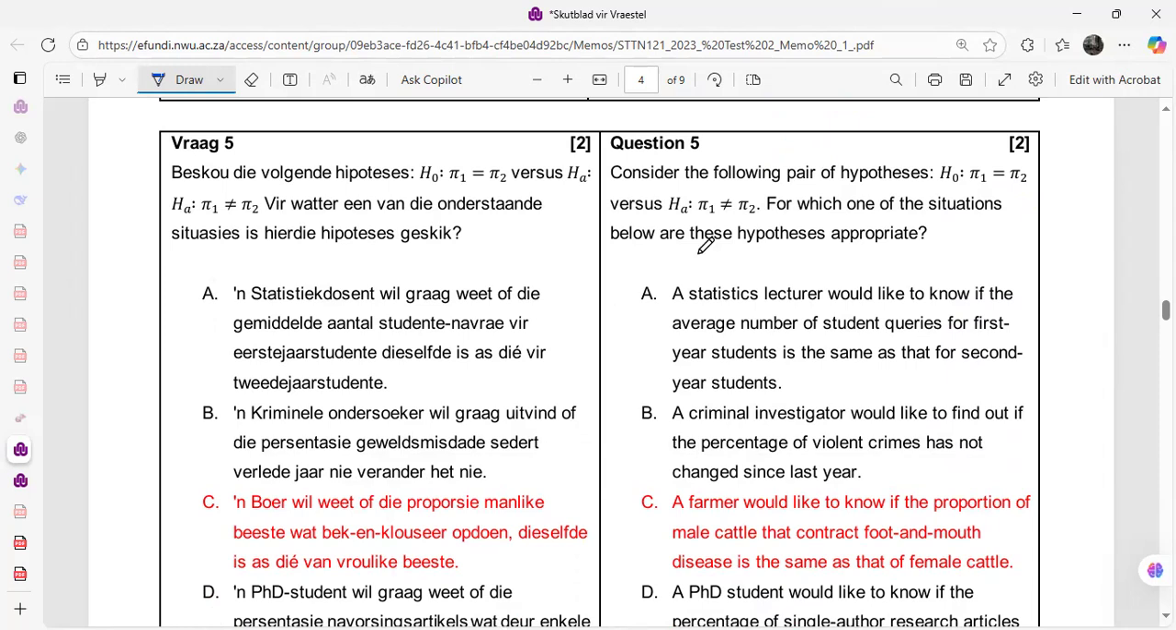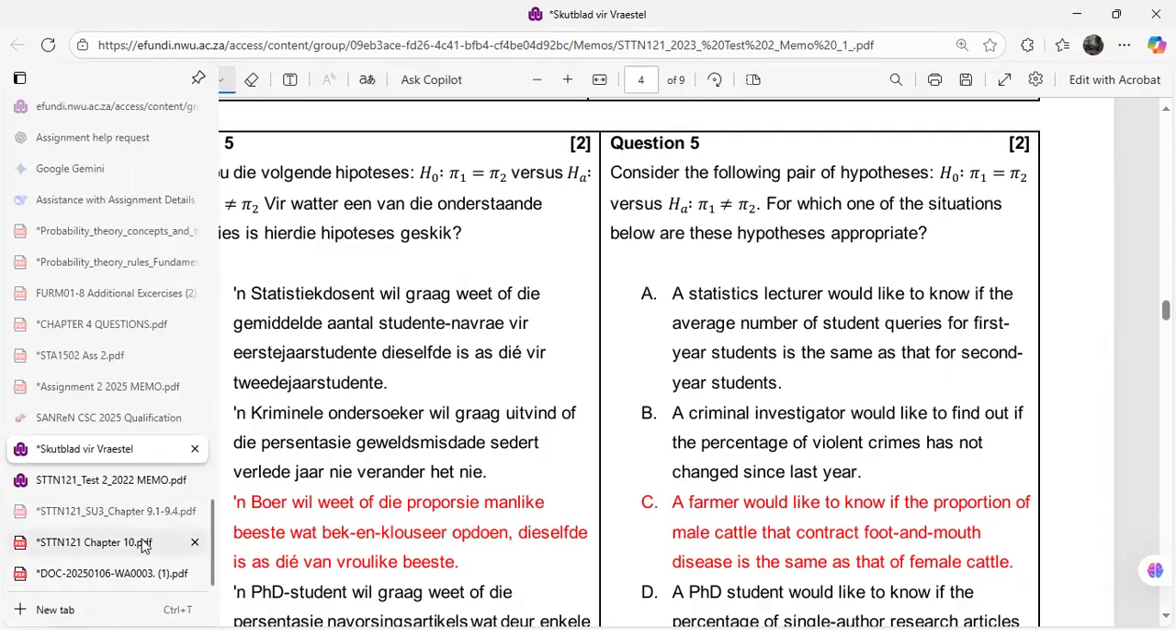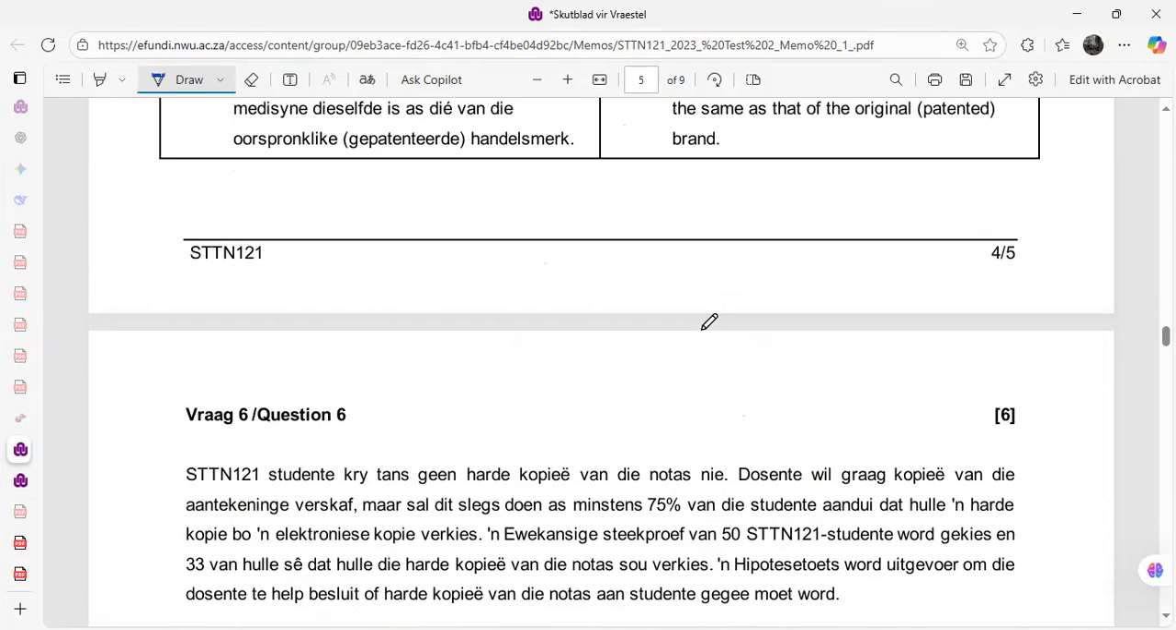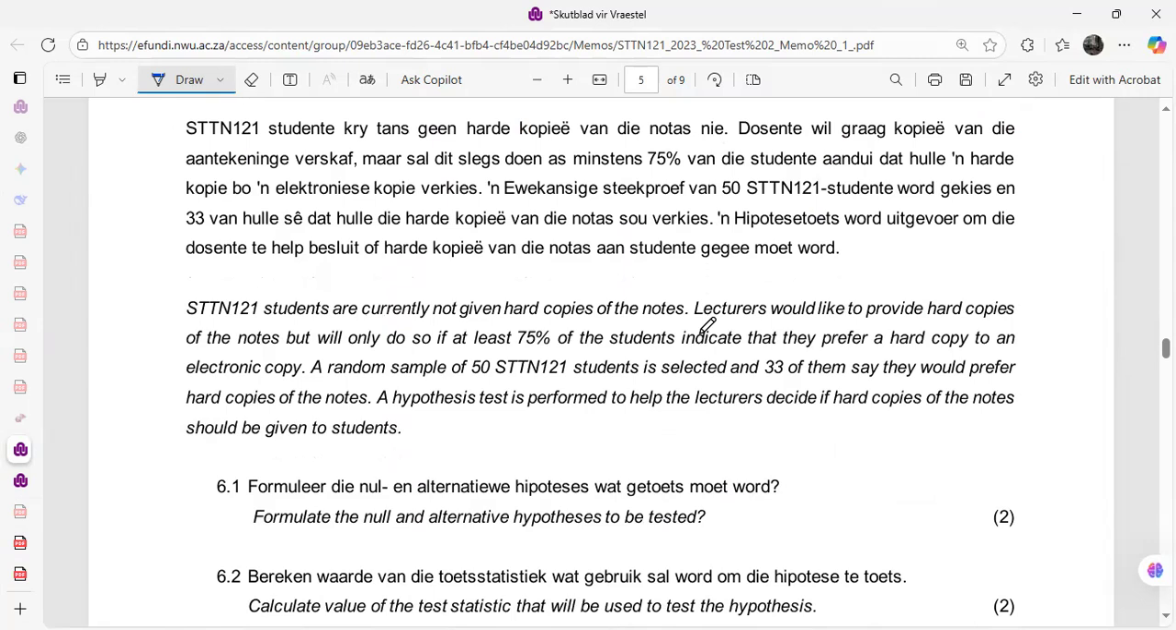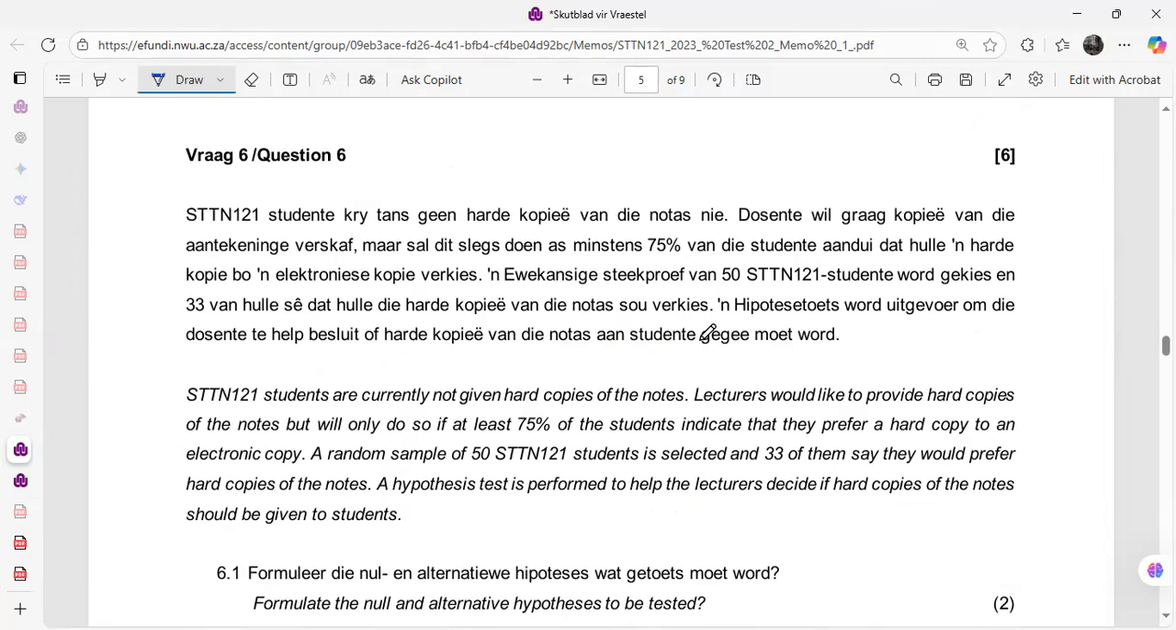Question 5. Consider the following pair of hypotheses where population proportion 1 is equal to population proportion 2. I think here it's two populations, and you said it's chapter 9 and 10. And in both of those two chapters, there's no two populations. I checked, on chapter 10 there's only one population. So this one won't be part of the test.